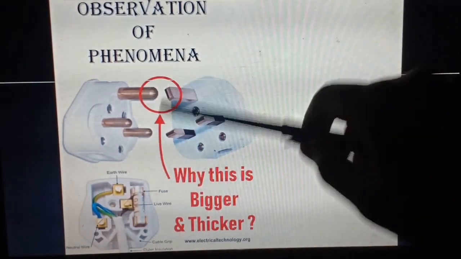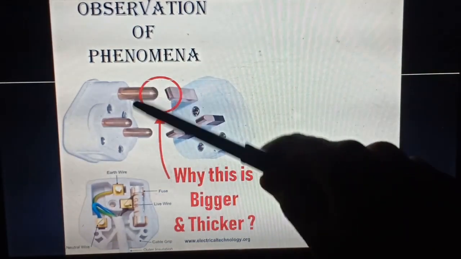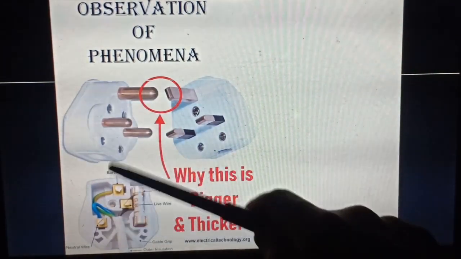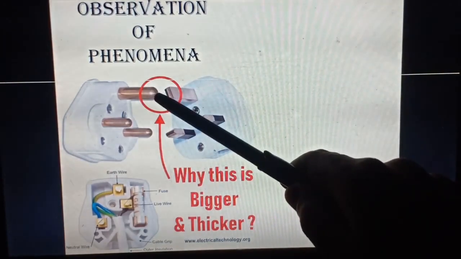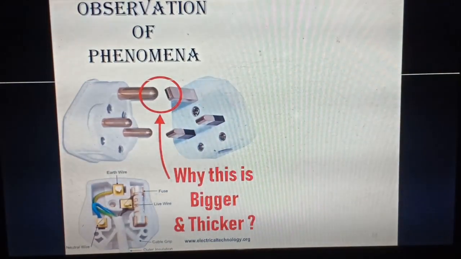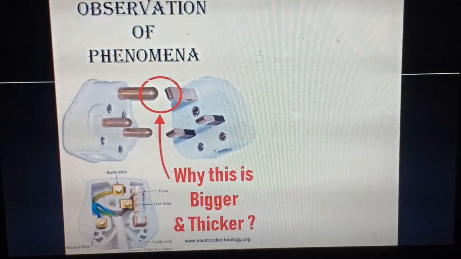Now why, in a 3-pin, is one pin made bigger than the others? This is because, in a 3-pin, one is live, one is neutral, and this pin is for grounding. The grounding pin is made thicker and bigger because the grounding pin should be connected to the appliance circuit first, because if there is any leakage inside the body of the appliance, then the current will flow through the grounding and go to the ground. So it will cancel out the chances of getting shocked through that appliance.